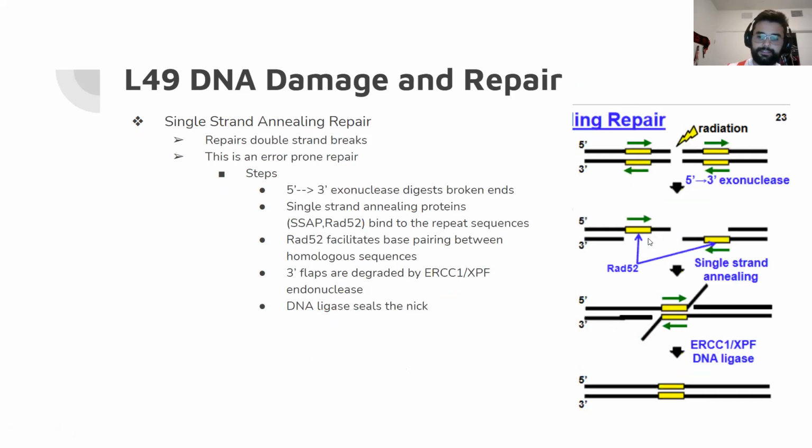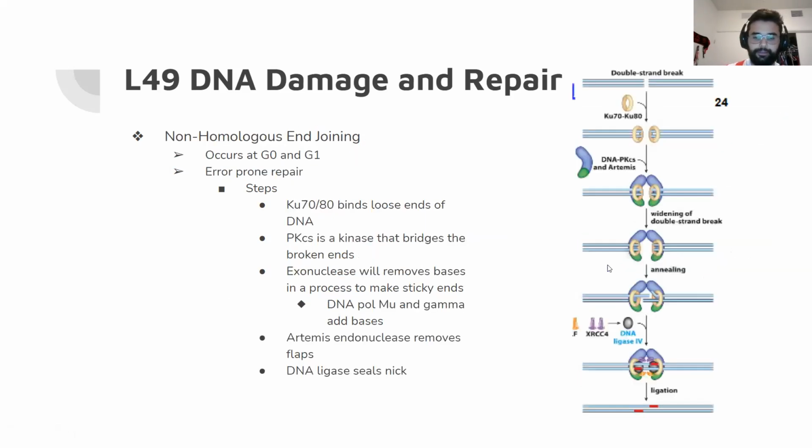The sticky ends are basically the same thing that we're looking at right here. They're just going to be able to stick together because they're complementary. So our exonuclease is just going to be removing bases until we make those sticky ends, but we're also having DNA polymerase mu and gamma, which are also adding bases until we find that perfect sticky combination, right? Then our Artemis endonuclease is just going to remove the flaps once we're able to put them together, complementary. Then DNA ligase is going to be able to seal that nick up.